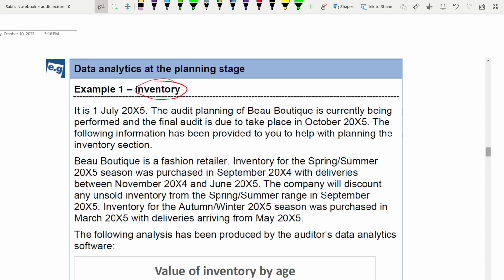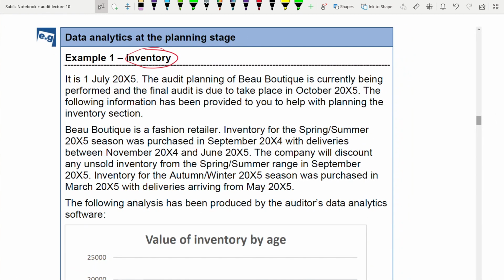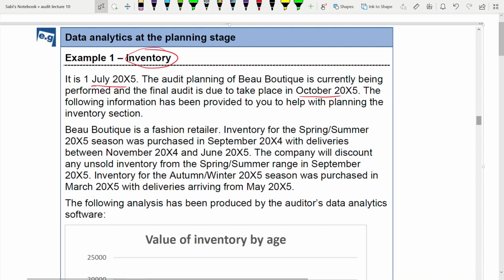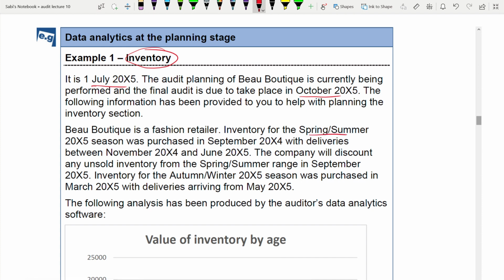The first one is regarding stocks in the fashion industry, where they order stock two times, one for the spring summer range and the other for the autumn winter. Today is July 2005, and the final audit takes place in October. Then they tell when they purchase for the spring summer and when they purchase for autumn winter.